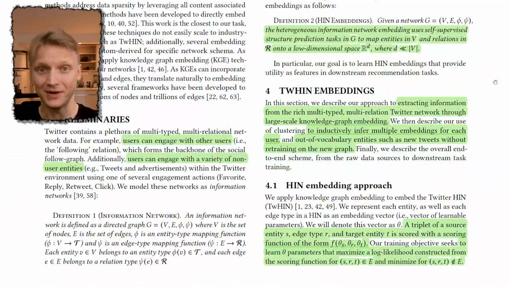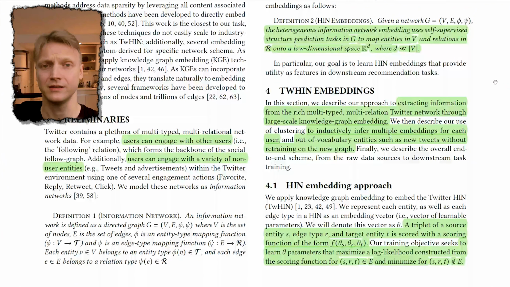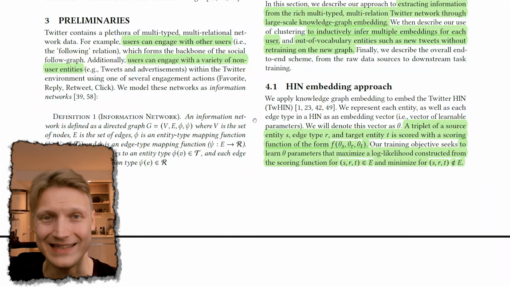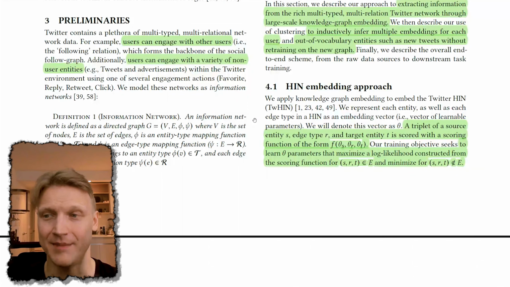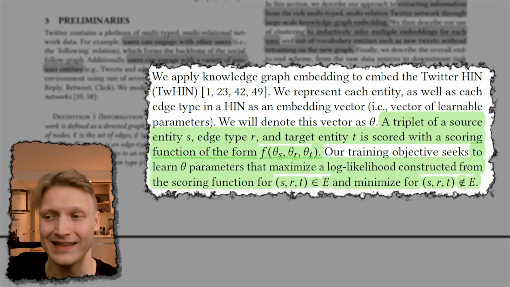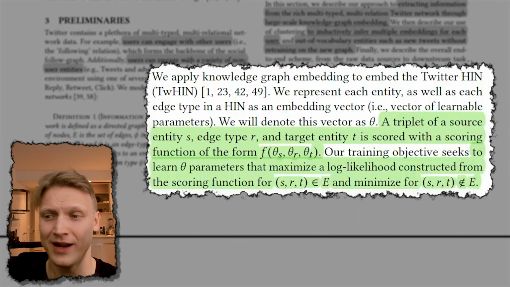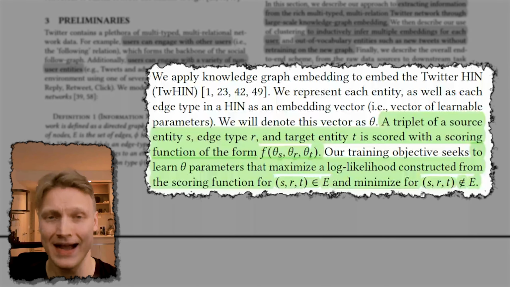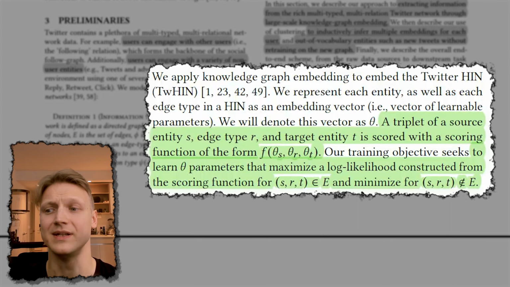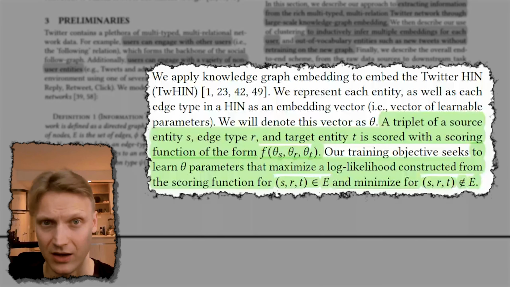Further in the paper, they present this algorithm, the purpose of which is to extract information from that network through large-scale embedding, and then they finally infer multiple embeddings through clustering for each user and tweet for the downstream tasks. The way they do that is they represent each entity and each edge type as an embedding vector, and they assign a scoring function with parameters that characterize that vector, and they train the model to find parameters that maximize the likelihood that the result of the scoring function is going to belong to a particular edge.